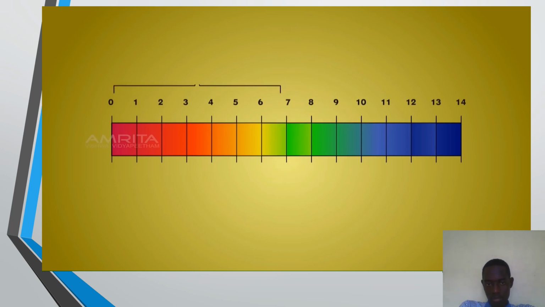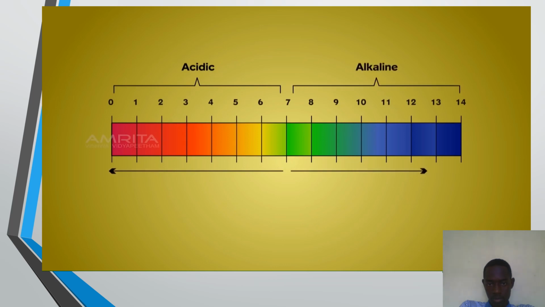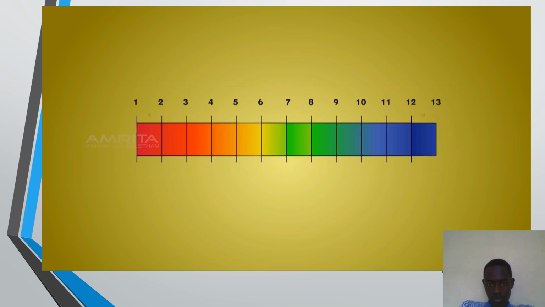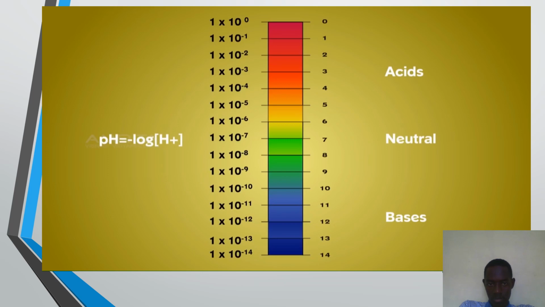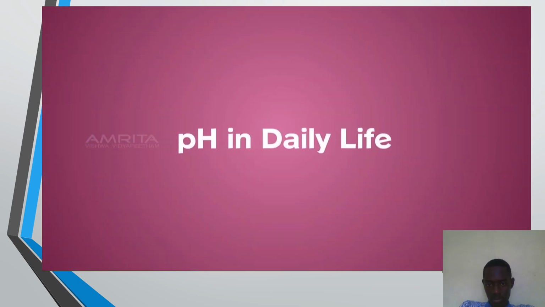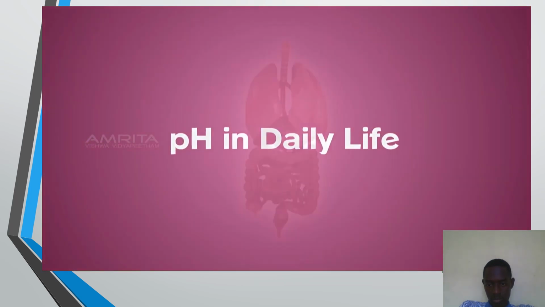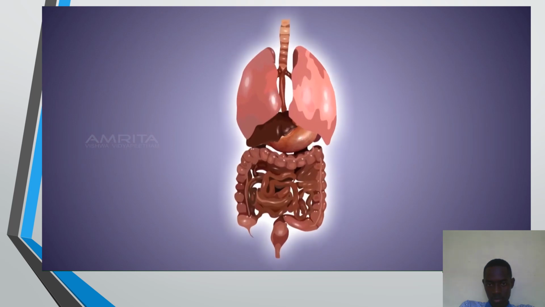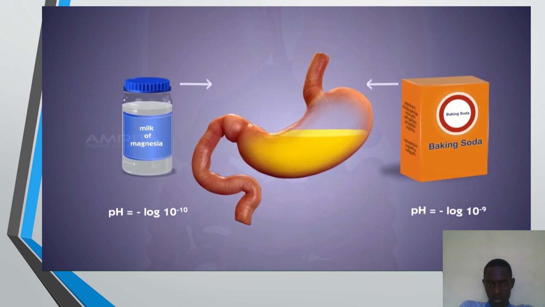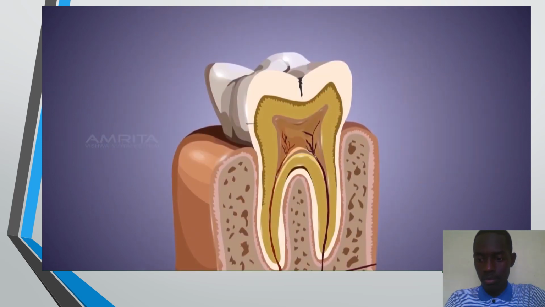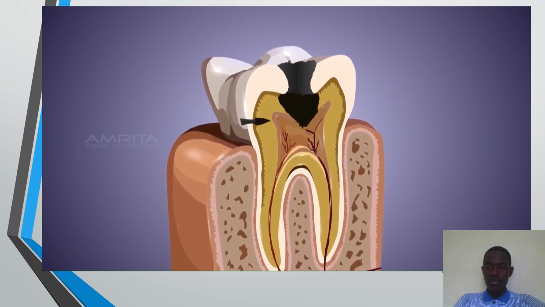If the solution is more acidic, the pH will be very low. If the solution is more basic, the pH will be very high. pH is defined as the negative logarithm of hydrogen ion concentration. pH occupies an important place in our daily life, such as in our digestive system. Excess gastric juice produced in our stomach can be neutralized with antacids. pH change leads to tooth decay.